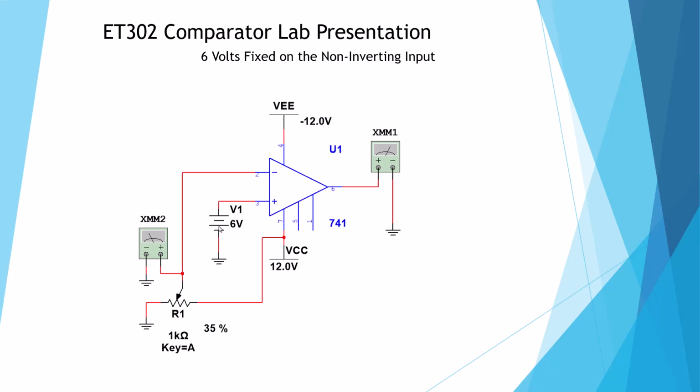We have 6 volts fixed going into the inverting input, and a variable voltage going into the non-inverting input. What I have here is a potentiometer set at 12 volts on one side and 0 on the other, so this is actually a variable voltage supply. I can change it by using key A. Now I'm going to run Multisim and we'll see how this circuit reacts.